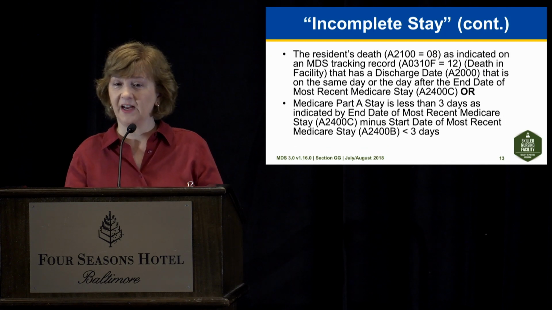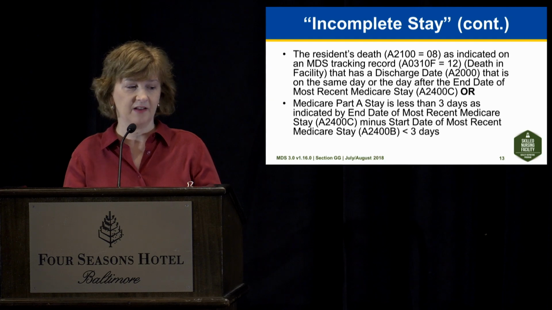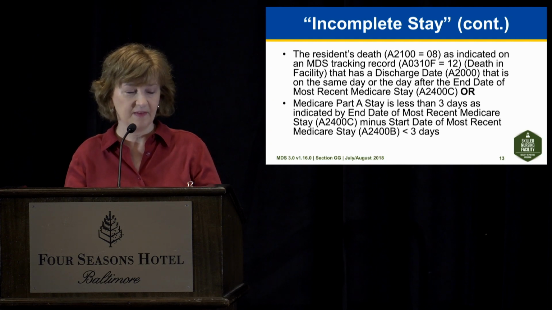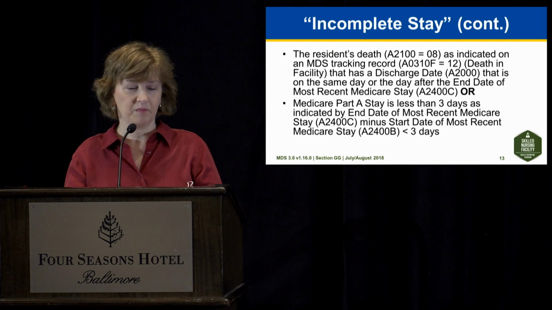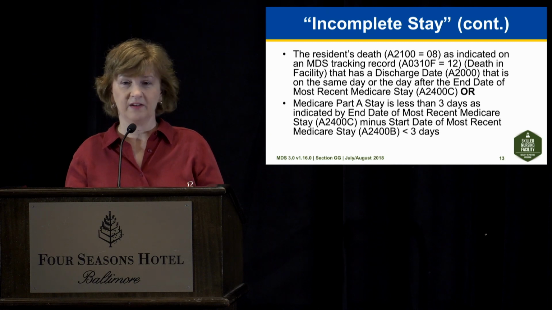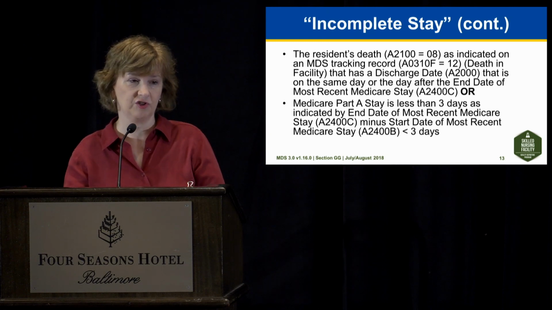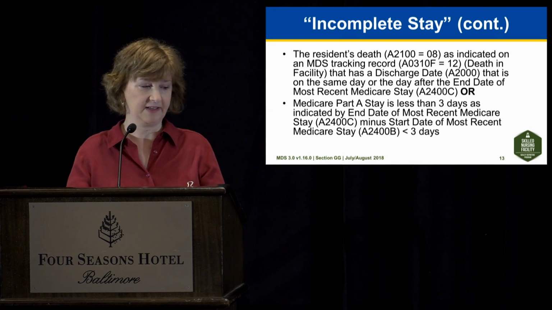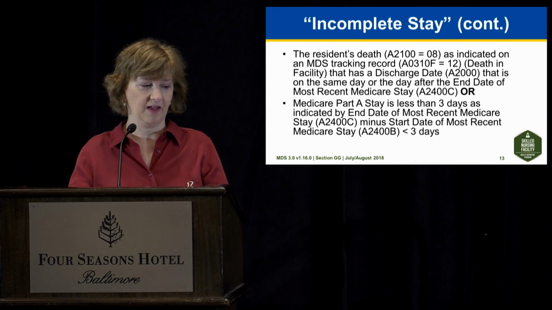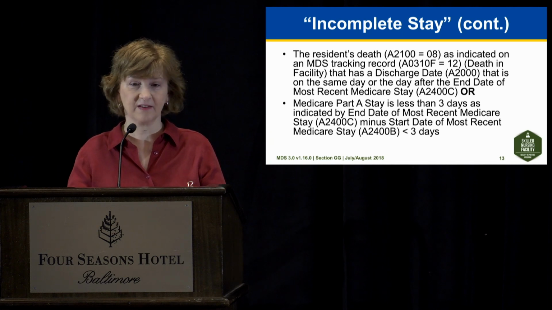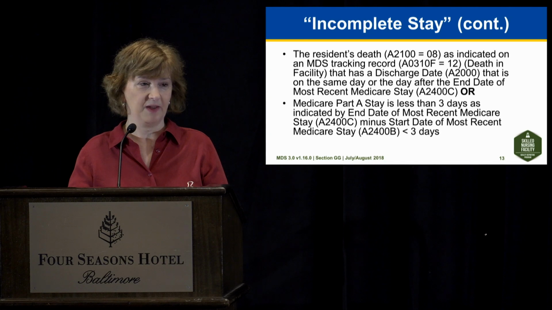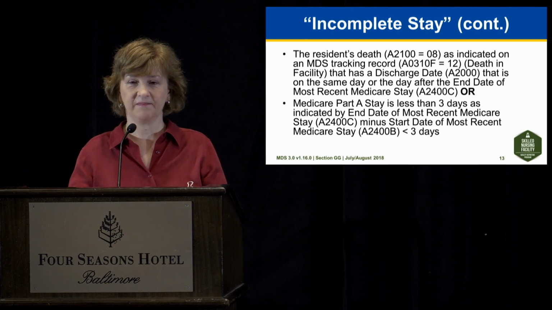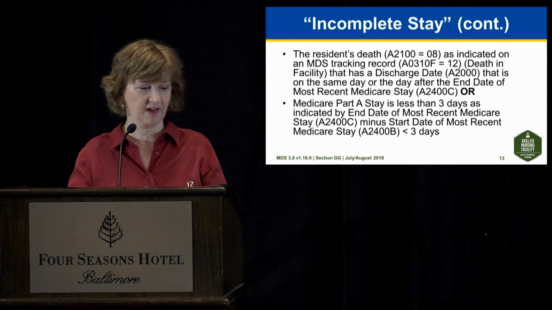Another example of an incomplete stay is in the event a resident passes away. A death would be recorded in A2100 where that is equal to 8. Again, you will not see the Section GG discharge items in that event. Also, if the Medicare Part A stay is less than 3 days, then you would not see the discharge items in that case.